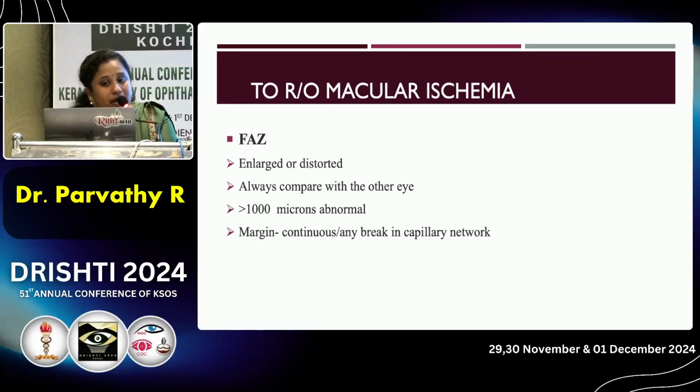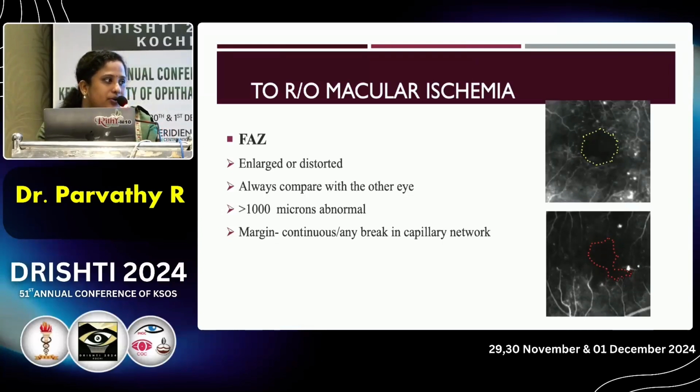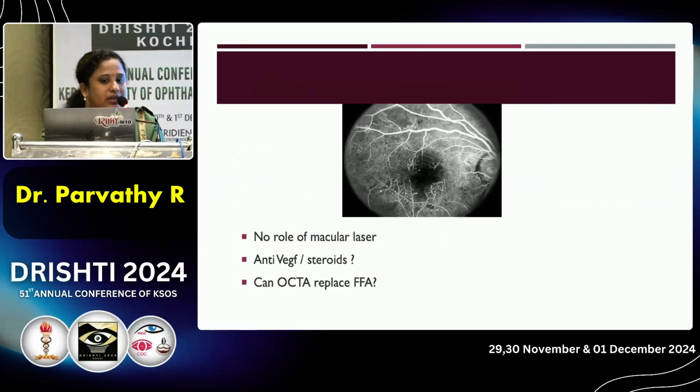So, in order to rule out macular ischemia, we have to look at the size of the foveal avascular zone, the morphology of the foveal avascular zone. The foveal avascular zone can be enlarged or distorted. Speaking about the enlargement of the foveal avascular zone, there is not a definitive cutoff for this enlargement, but if it is more than 1000 microns, it is considered abnormal. We have to always compare it with the other eye. Normally it is around 500 microns in size, and we have to always check the margins of the foveal avascular zone, whether the margins are continuous or there is any break in the capillary network of the FAZ.